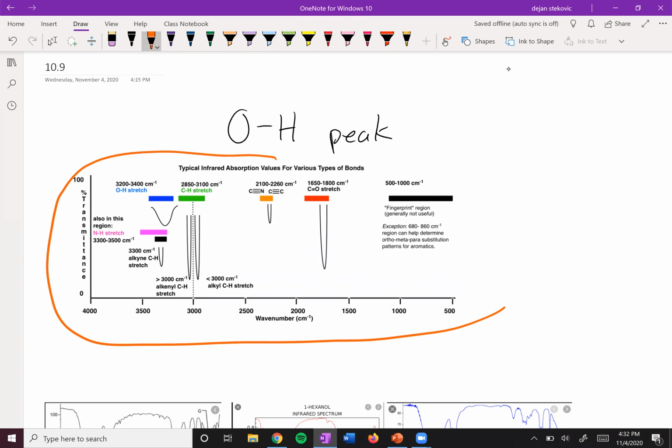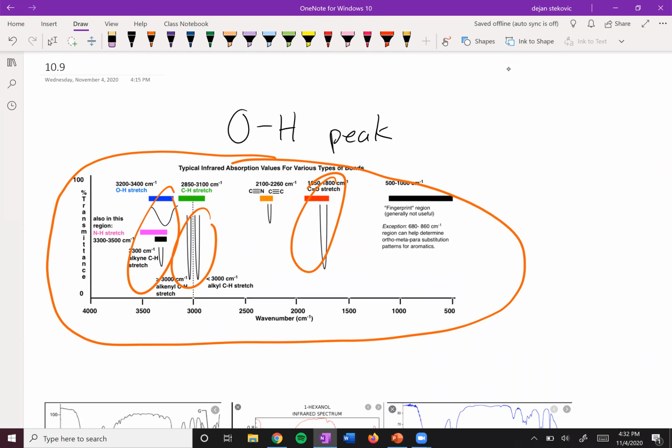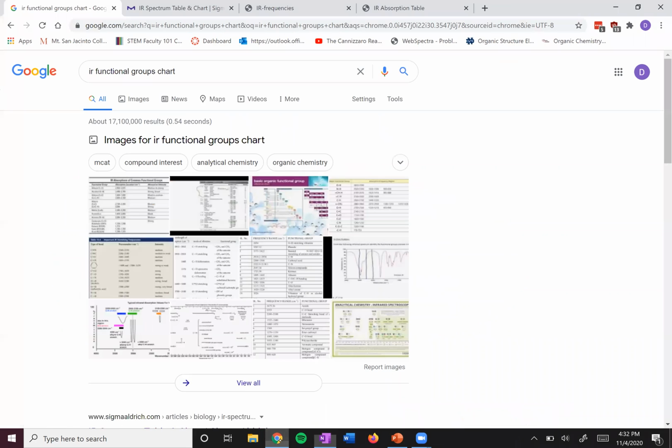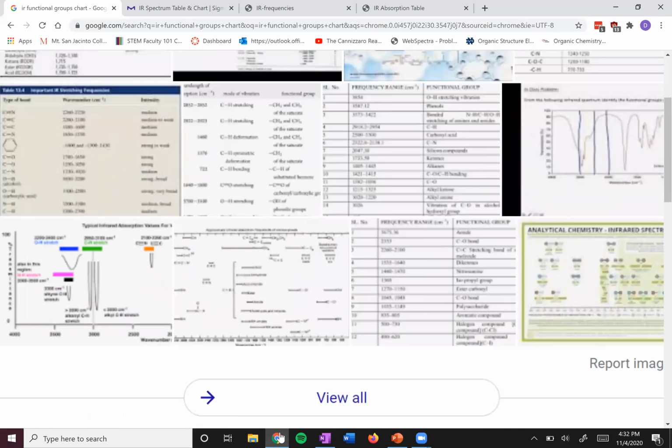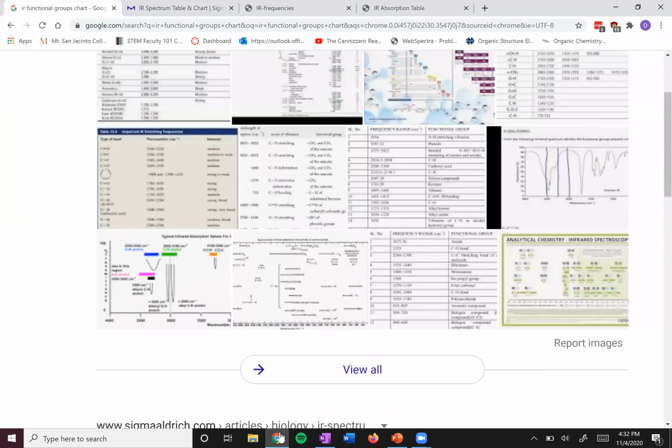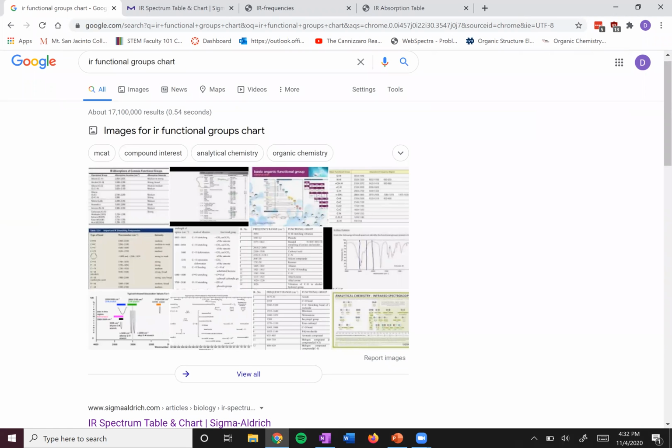So I grabbed this one off the internet. I like this one because it kind of shows the little examples of what the peaks look like, but you can use any kinds of IR charts, right? So if you Google IR functional groups chart, you can see down here on this bottom left, there's the one that I have right there, but you can get other ones as well.